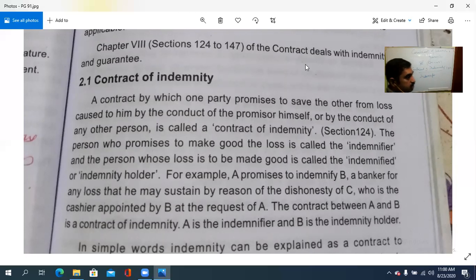To make good the loss for another person, somebody helps him. That person is called the indemnifier, and the person whose loss is to be made good is called the indemnified.